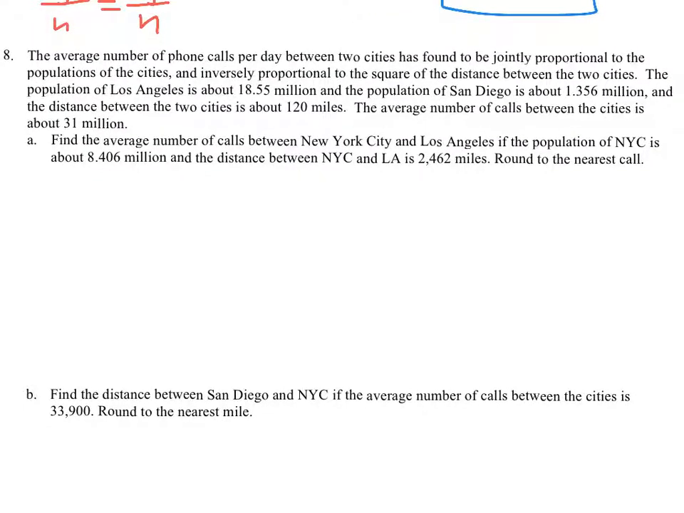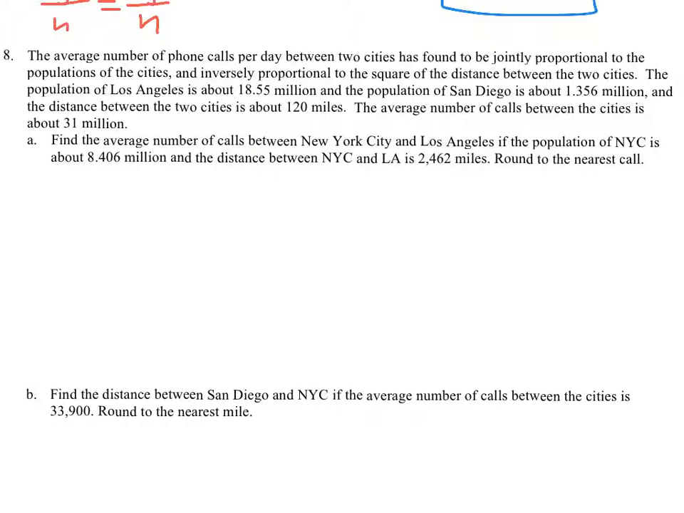The average number of phone calls per day between two cities has found to be jointly proportional to the populations of the cities. Okay, that makes sense. So, as the number of people in a city goes up, you would expect that there would be more phone calls between the two cities involved. But then it is inversely proportional to the square of the distance. So the further apart two cities are, then you would think that would cause the number of phone calls to go down between the two.